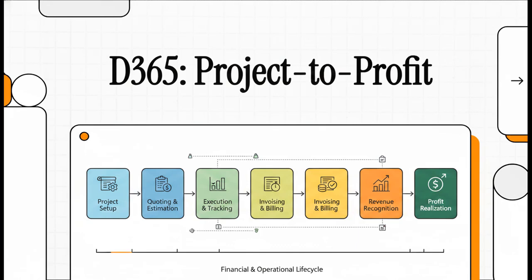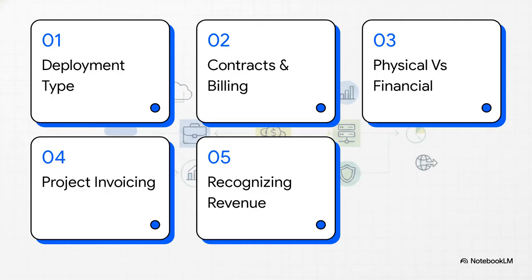Today, we're demystifying Dynamics 365's project management and accounting architecture. I know it sounds dense, but if you've ever looked at your system and thought, how exactly does a project get from day one setup to actual recognized profit in the bank, well, you're in the right place. We're going to map out the exact financial and operational workflows that take an idea and turn it into real recognized revenue. Okay, let's dive into this.